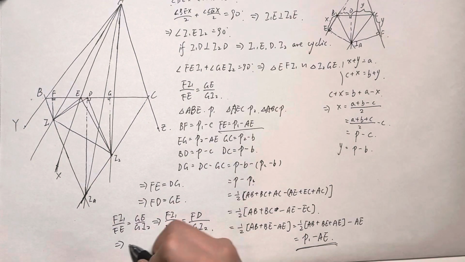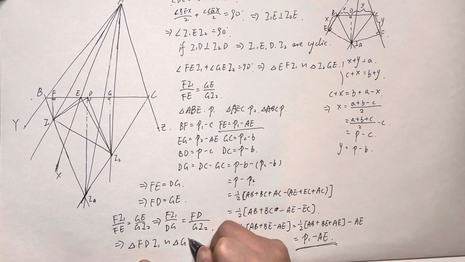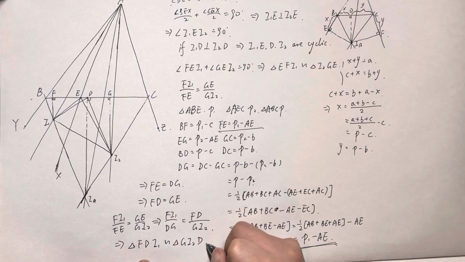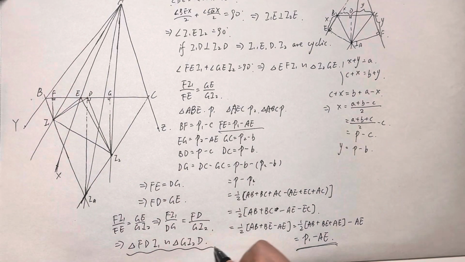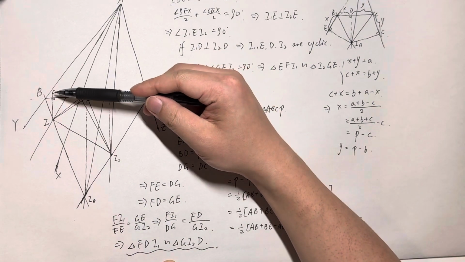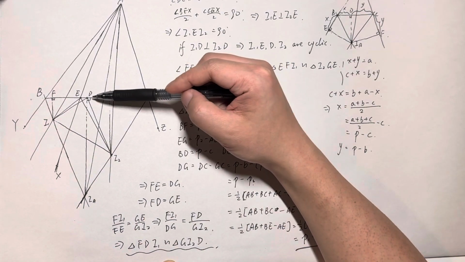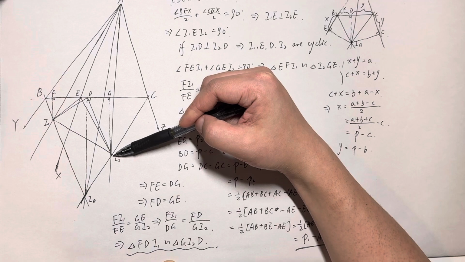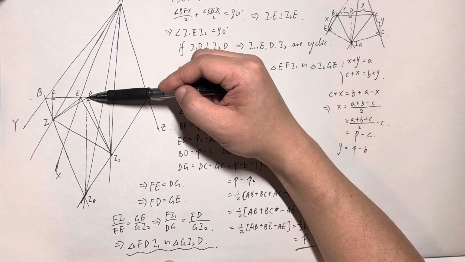That means triangle FDI1 is similar to triangle GI2D, right? And based on this, we know that angle FDI1 plus angle GDI2 equals 90 degrees, which means I1D is perpendicular to I2D.